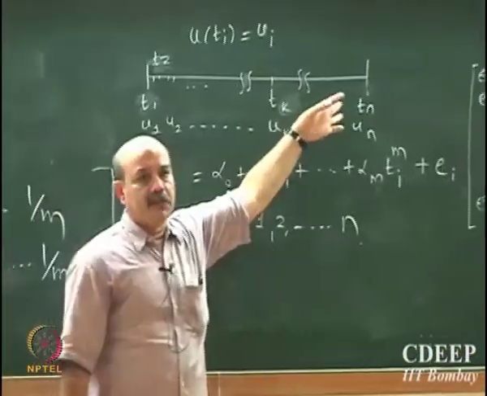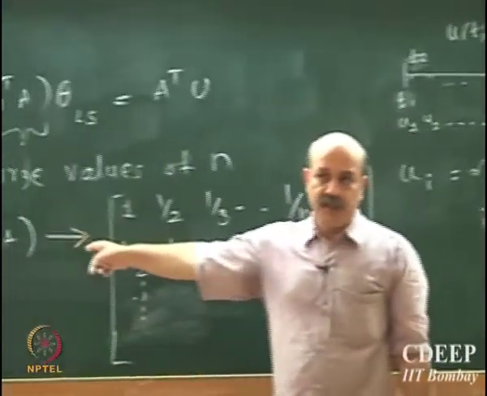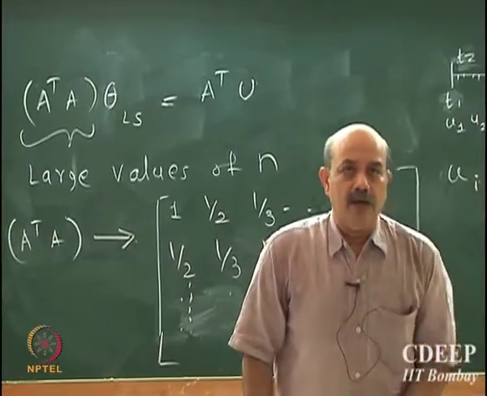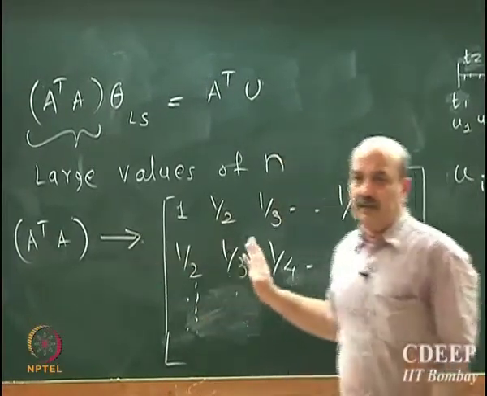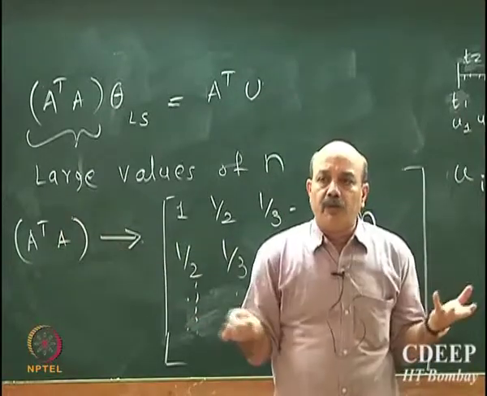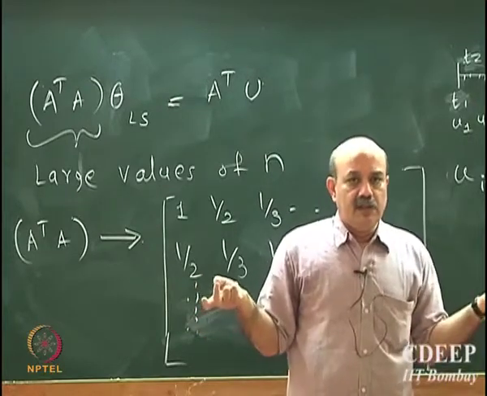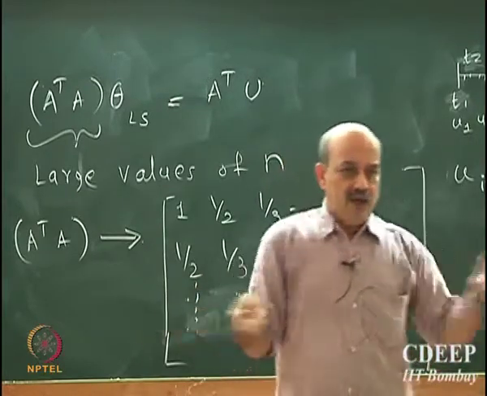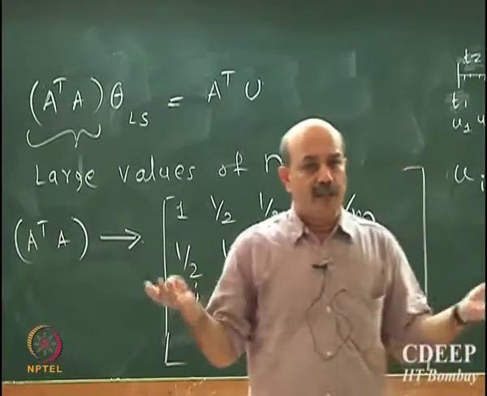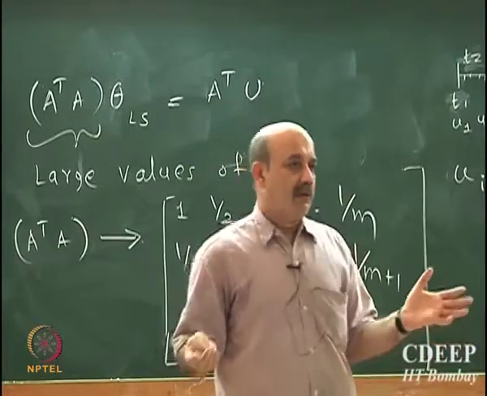Okay, for a large number of data points here, this particular matrix A transpose A, you can look for the arguments here, will tend to this matrix. Which means that if you want a good approximation, you will take more data points, which is logical. Instead of taking 100 data points, if you take 500 data points, you will get a better approximation.